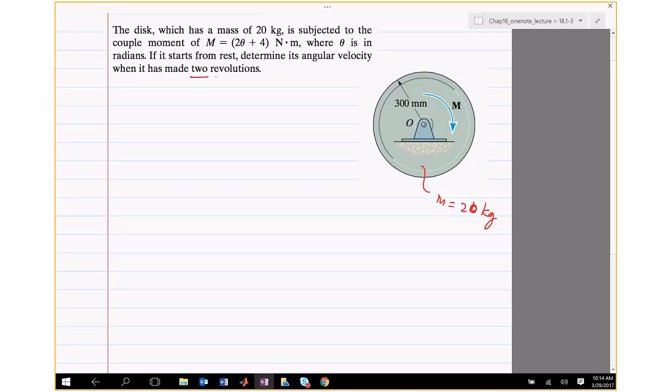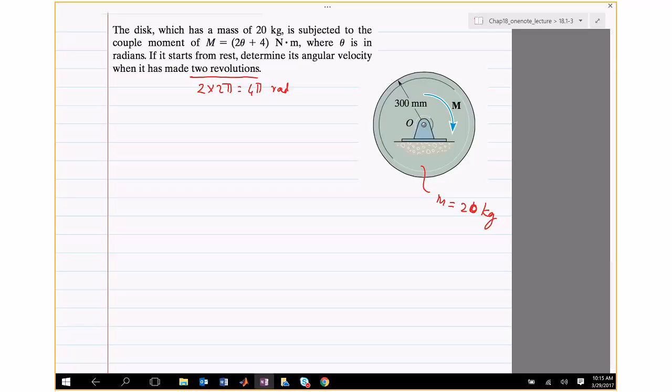So, two revolutions in radians is how many? What's the conversion between revolutions and radians? One revolution is 2 pi or 360 degrees. So it's 2 times 2 pi, or 4 pi radians. So the question is really, there's a moment M which is applied to the disk, and that M is a function of theta, as you can see there. Because of the moment, the disk starts from rest and spins. You have to find the speed of the disk when it has turned by two revolutions, or 4 pi.